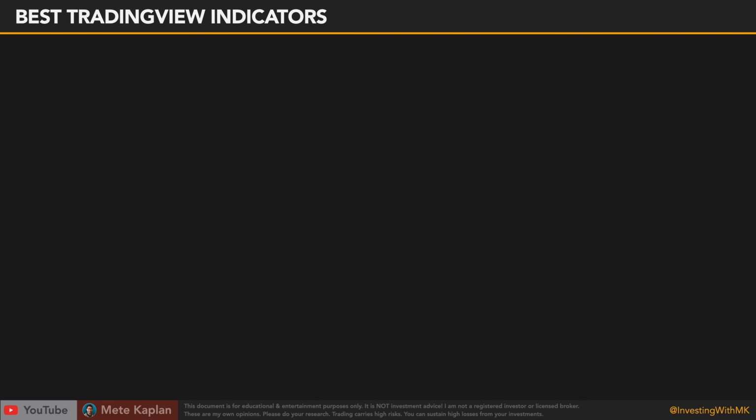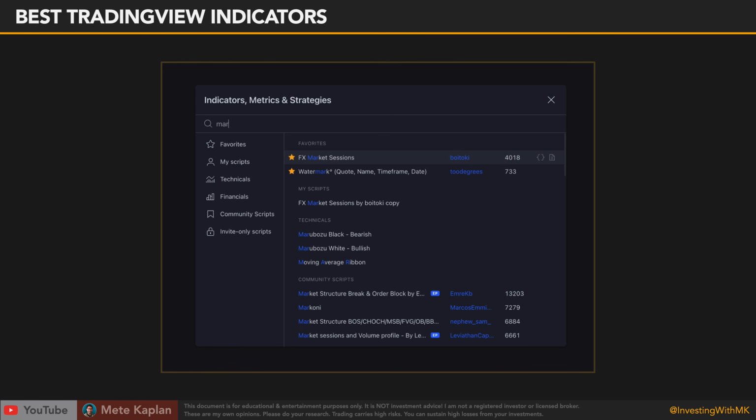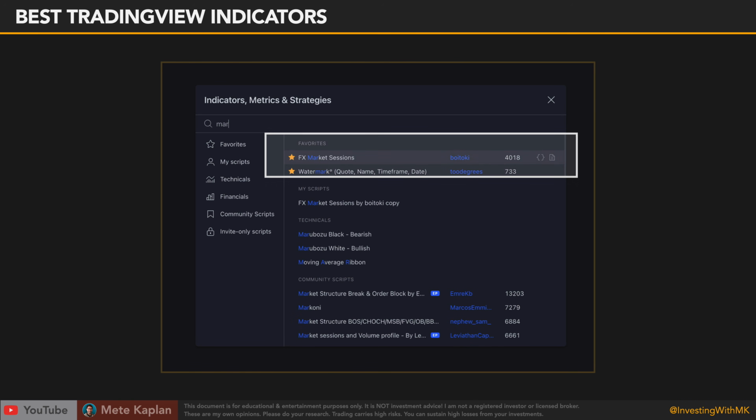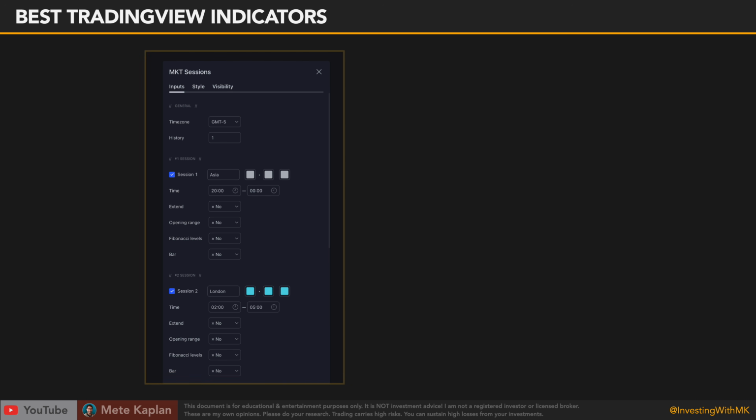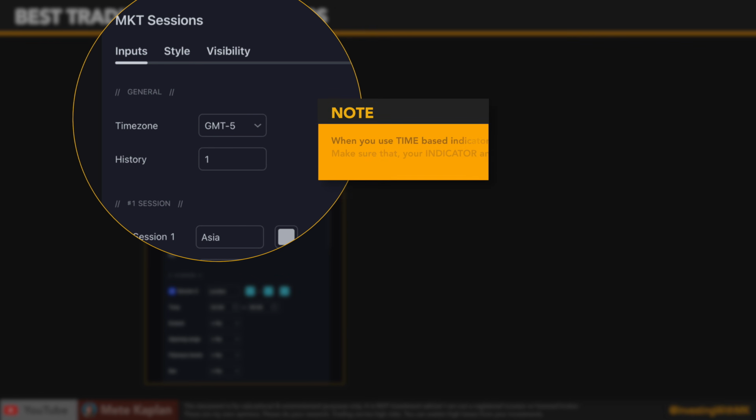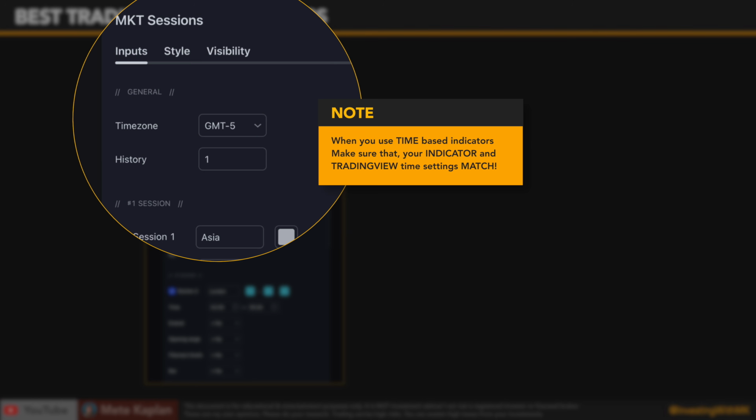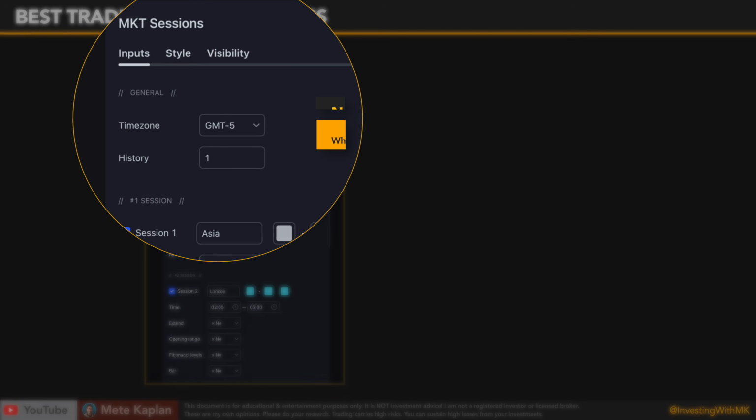The next indicator is FX market sessions. I basically look for Asia and London session highs and lows with this indicator. It is actually a bit of a complex indicator, but I only use some little parts of it. First of all, you must make sure that your UTC or GMT value is aligned with your TradingView, and both are set for the New York local time frame, which is currently UTC minus 5.